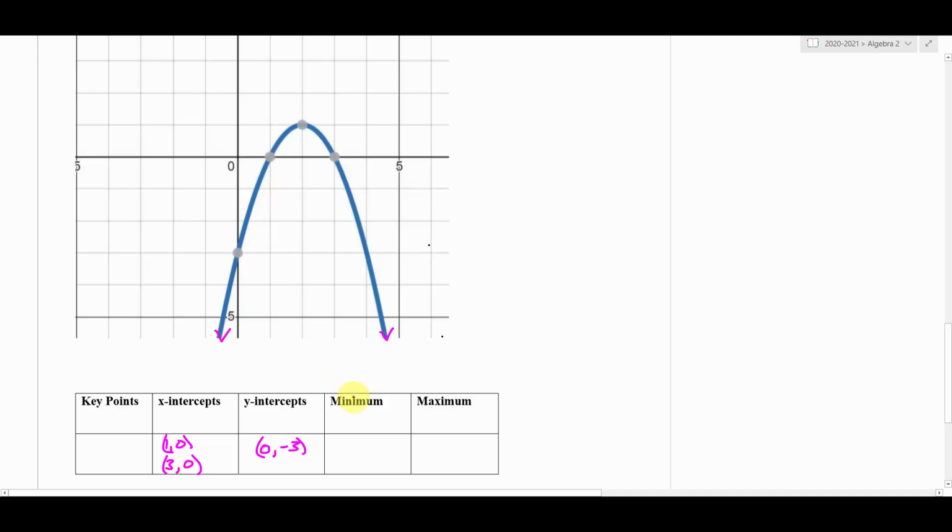Don't forget to put your arrows on the end of this parabola because it does keep going down forever. That becomes important when you start talking about minimums and maximums, right? So if a minimum represents the lowest point on a graph, and I have a graph that never stops going down, well, we're never going to have a minimum, so this is none.